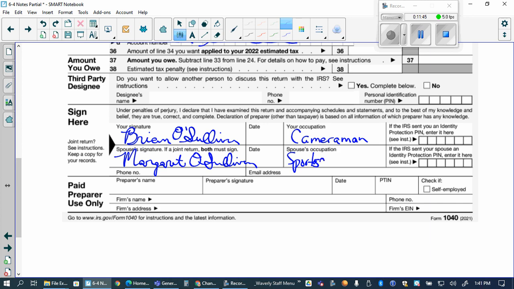Sportscaster. Good enough. And you'd put the date in there, right? Sometime early next year. I wouldn't use today's date, because you're not going to be filing today, because you haven't earned all your income yet. It's at the end of the year. This would be like January or April 15th. So you fill most of it out now.